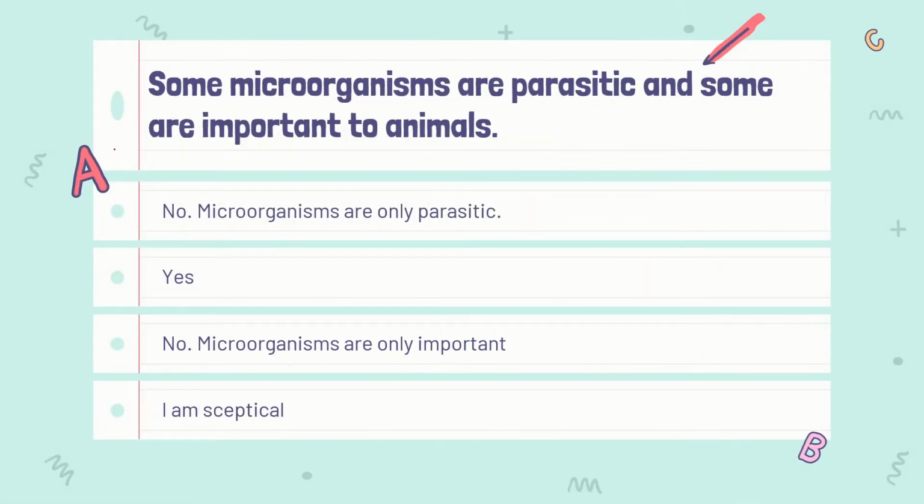Okay, some microorganisms are parasitic and some are important to animals. Yes, some microorganisms such as Plasmodium vivax are very dangerous and parasitic, and some are important to animals, like Lactobacillus, which promotes the formation of cud. Remember this: Lactobacillus helps in the formation of cud. So yes, the statement is right.